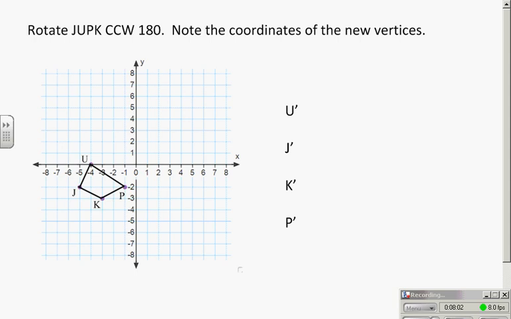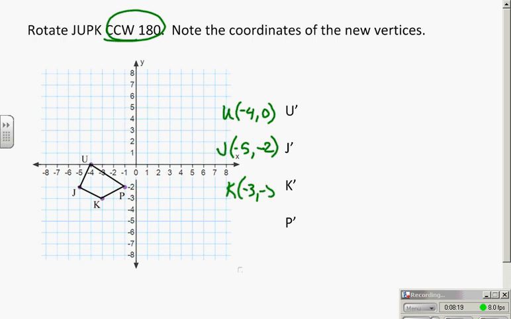Now our next example is rotating a quadrilateral counterclockwise 180. So let's go. U is at -4, 0. J is at -5, -2. K is at -3, -3. And P is at -1, -2. I always start with the originals so that I'm sure to not make any little sign mistakes by holding too much information in my head.